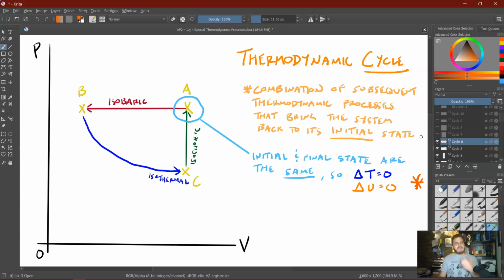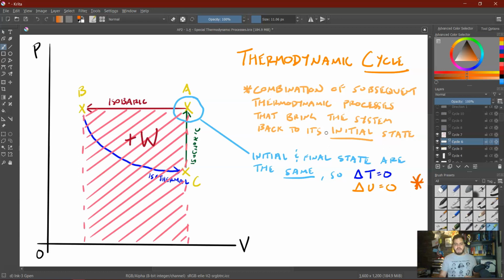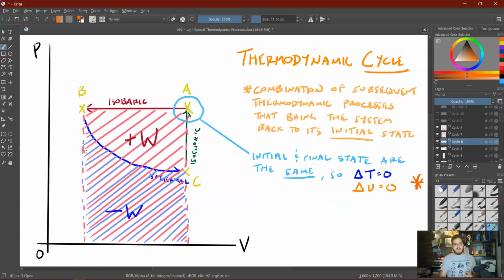Additionally, though, let's look at the work here. This one has no work. It's a vertical line. We could look at the work for the isobaric process, and that would be this whole area here. Specifically, that would be positive because it is compressing, so work is being done on the gas. But then the isothermal process would be all of this area, and all of that area would be negative because it is being expanded.